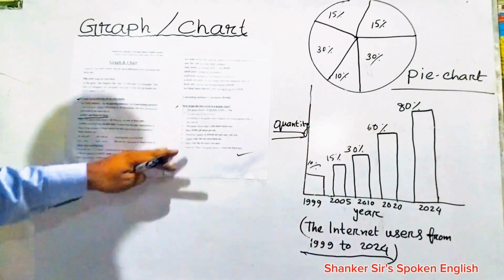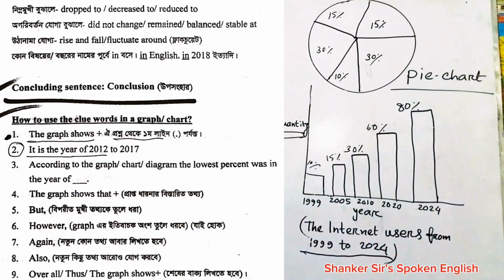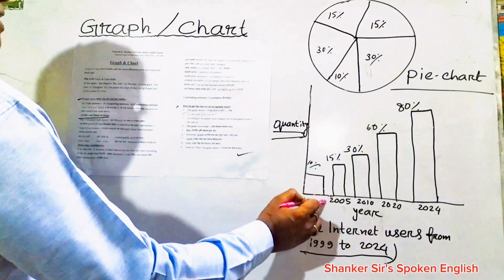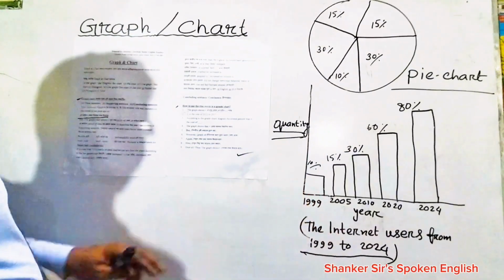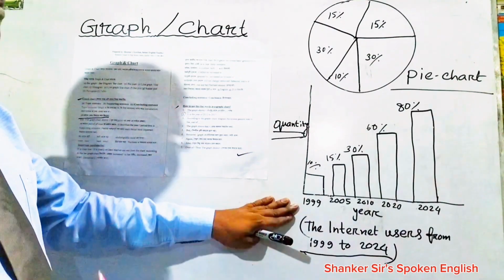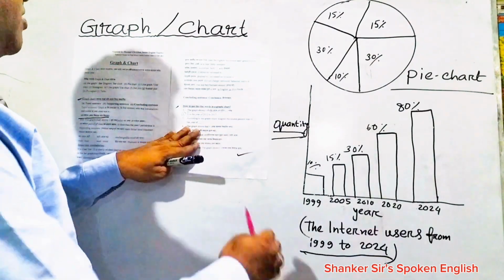Now, according to the graph or chart, diagram or pie chart, the lowest percent was in the year of, we have to write here, 1990. In 1990. Whenever you explain a year, you have to use in. My dear viewers, see, the third line is gone.